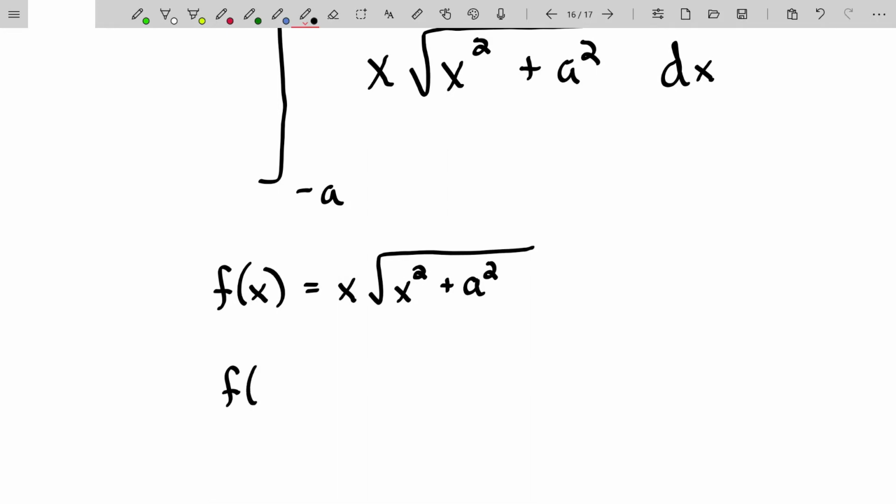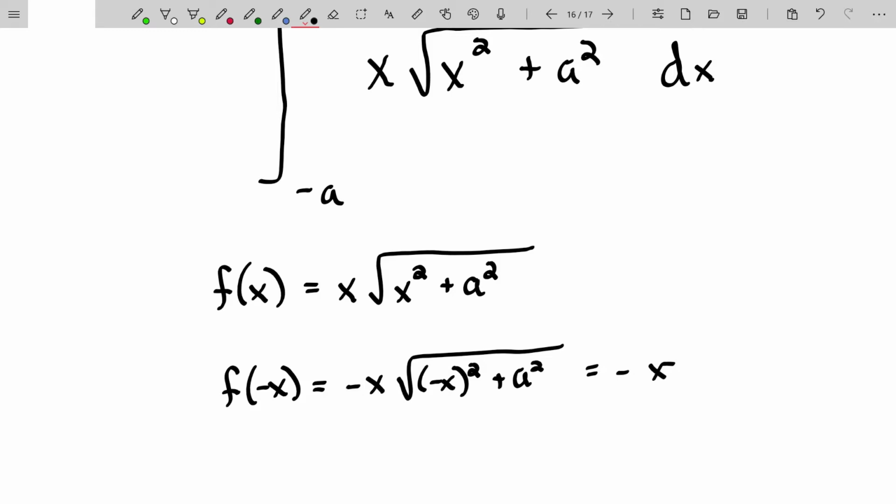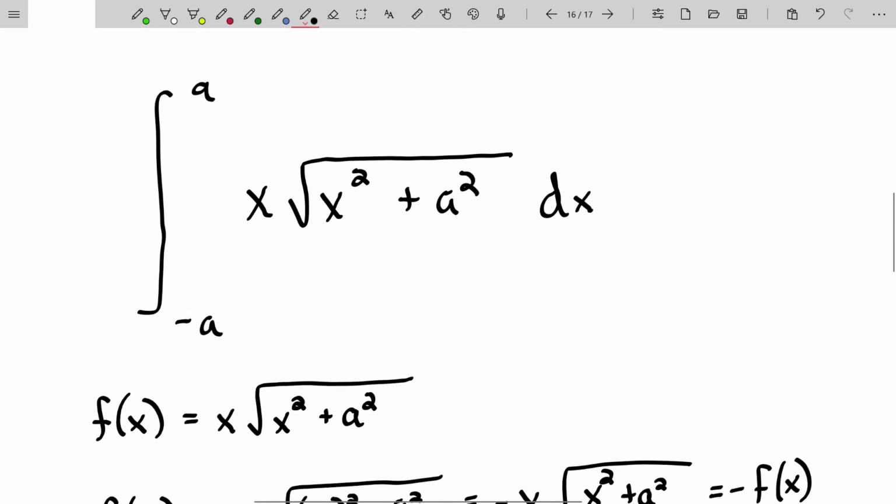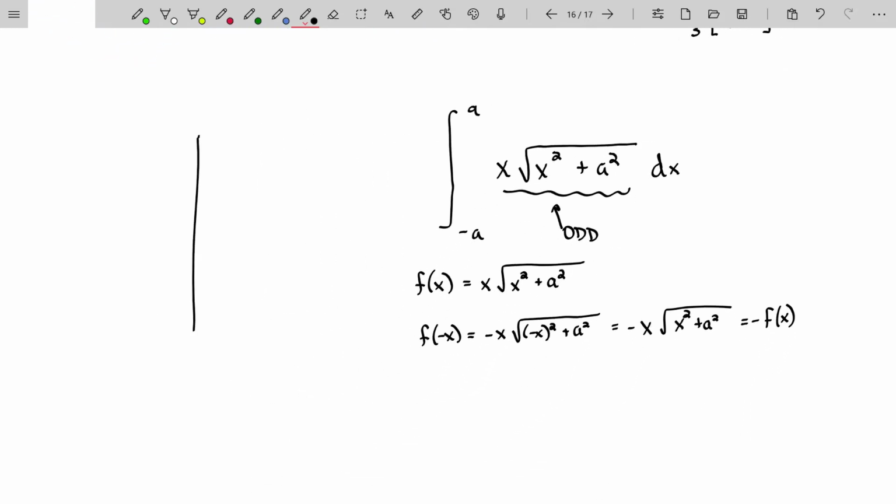Then f of negative x is equal to negative x times the square root of negative x being squared plus a squared, which is negative x times the square root of x squared plus a squared, which is actually the opposite of the original function. So this right here is odd. It's an odd function. And you're integrating that odd function, which is symmetric about the origin.